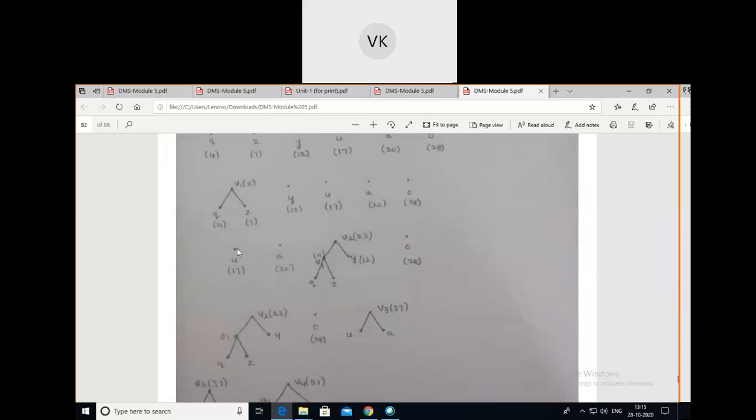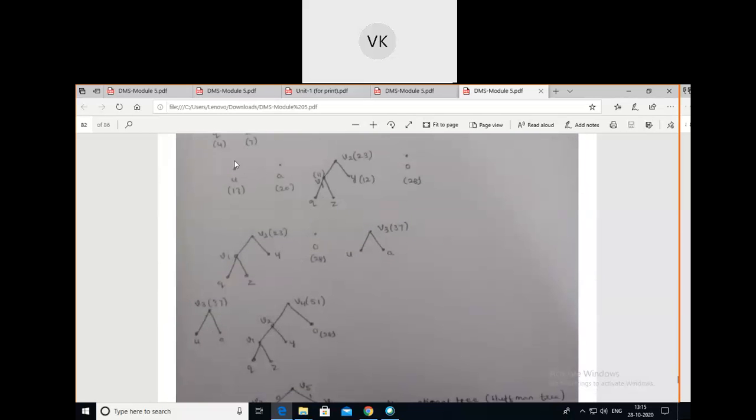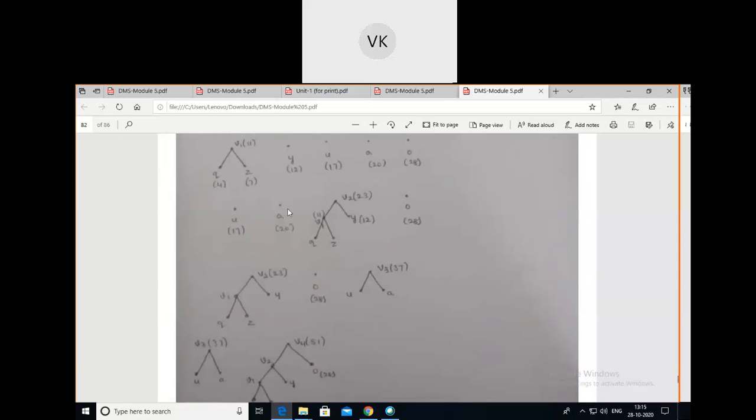You see here, I am going to club with u and v, okay. I have got 57 here. Again you need to arrange the increasing order. In the increasing order, V2, O and V3 will be there.